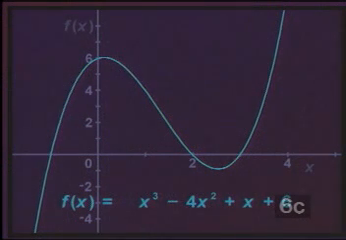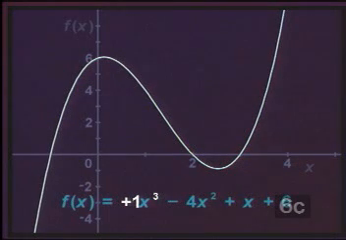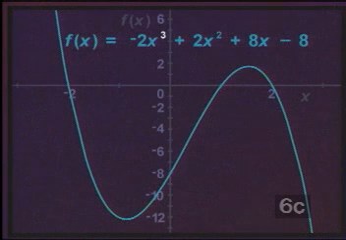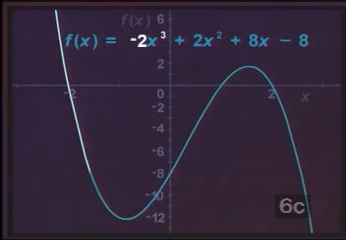If the degree of the function is odd and the coefficient of the term of highest degree is positive, then the graph of the function will rise from left to right. If the coefficient of the term of highest degree is negative, then the graph of the function will fall from left to right.